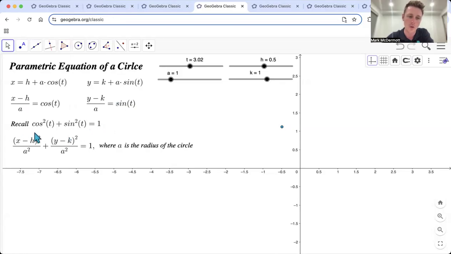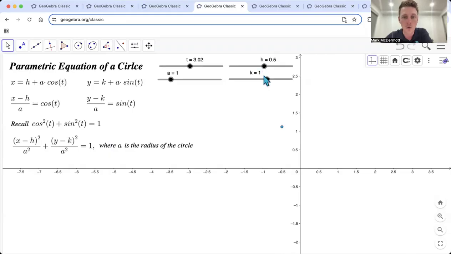And again, recalling the Pythagorean identity, we're going to take the left-hand side here, x minus h on a all squared, because that is equal to cos t. And so that gives us x minus h squared on a squared, same thing over here, plus y minus k squared on a squared, and that all equals 1. Again, a is the radius of the circle.